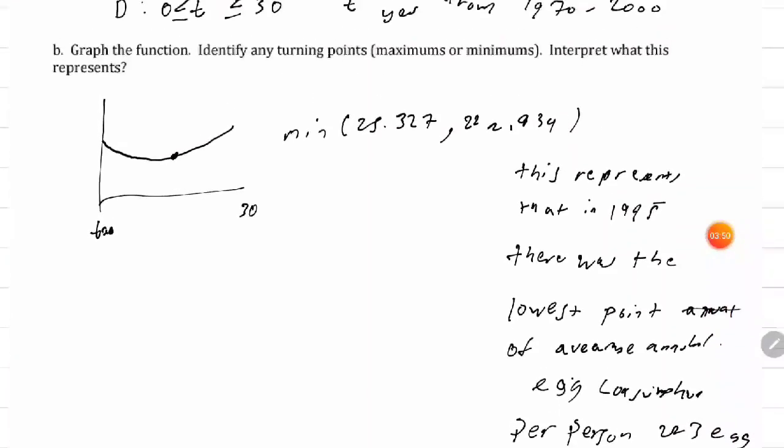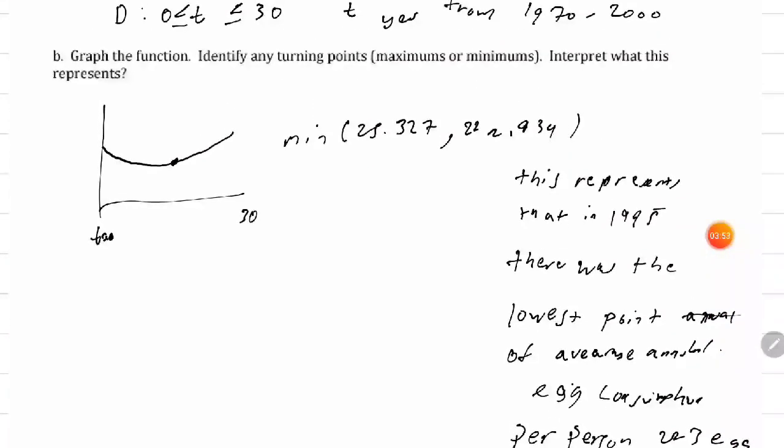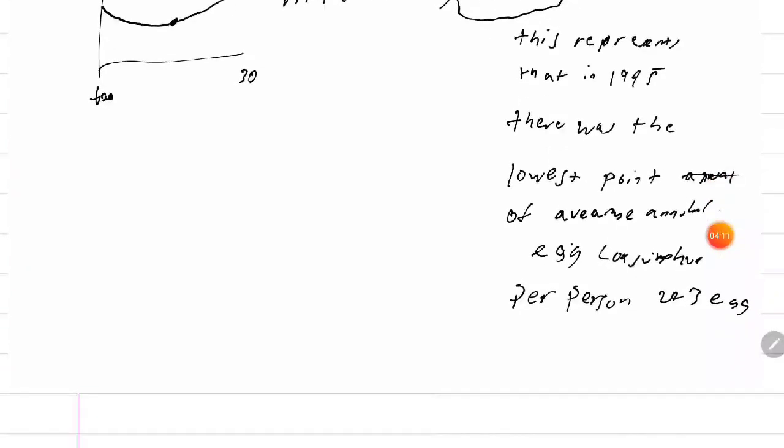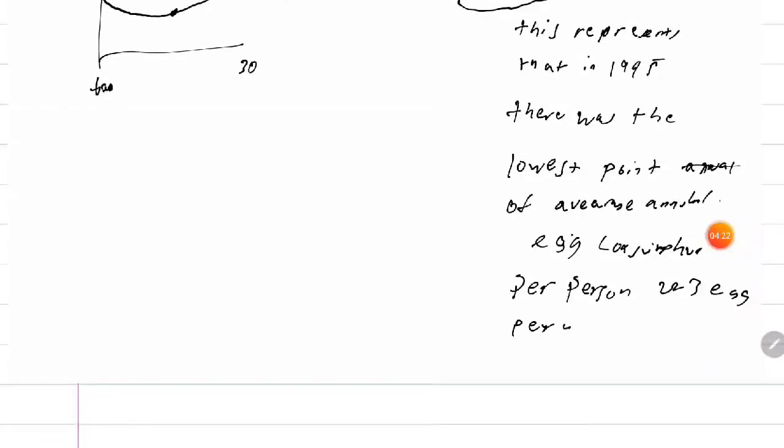Since my handwriting is terrible, notice how this says 222.9. You can't just eat 222.9 of an egg, so you're going to say 223. Same thing with 25.3. You can say in the middle of 1995, there was the lowest point of average annual egg consumption. It was 223 eggs per year per person.